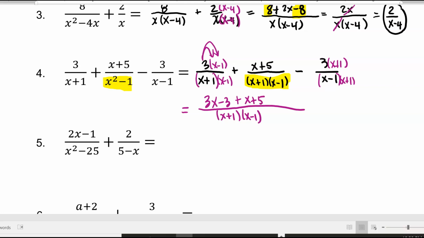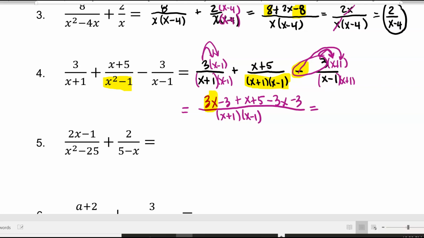Also, be careful about this minus sign. Everything to the right, we need to distribute that -1 there. So we have negative 3x minus 3. Then we're going to put our like terms together.